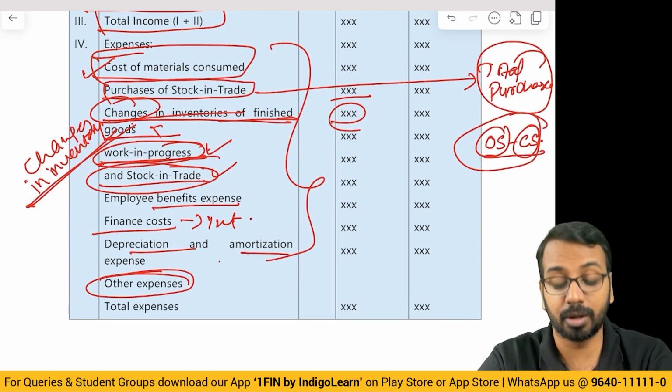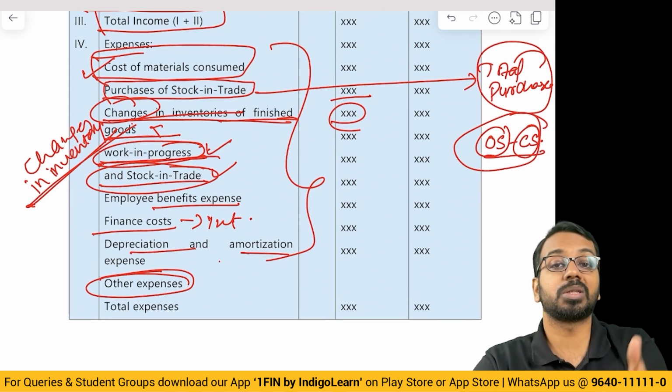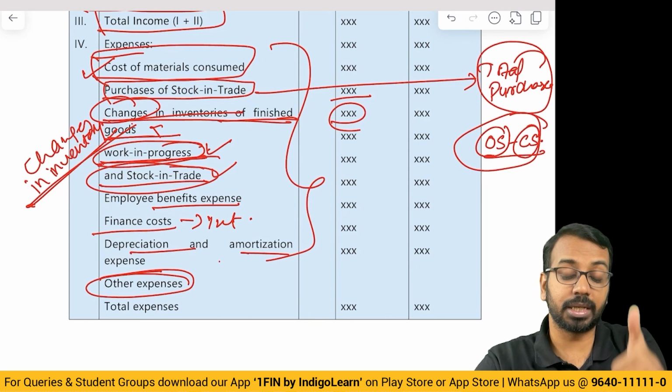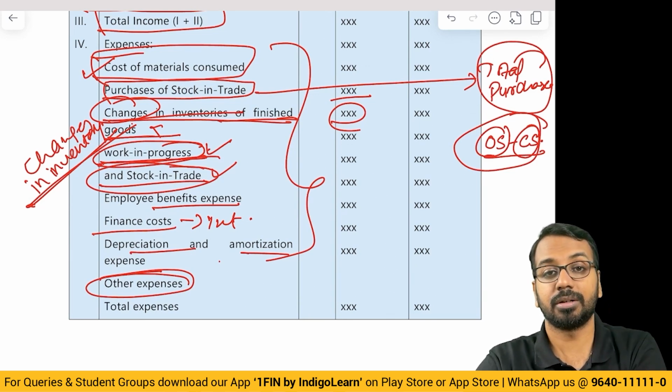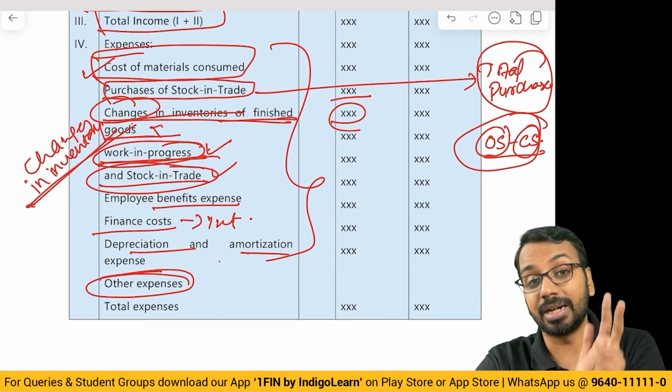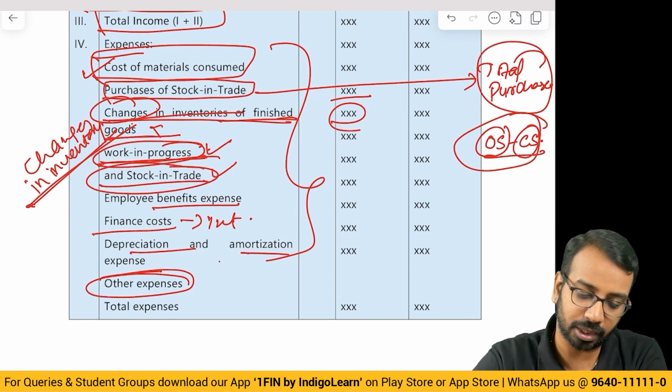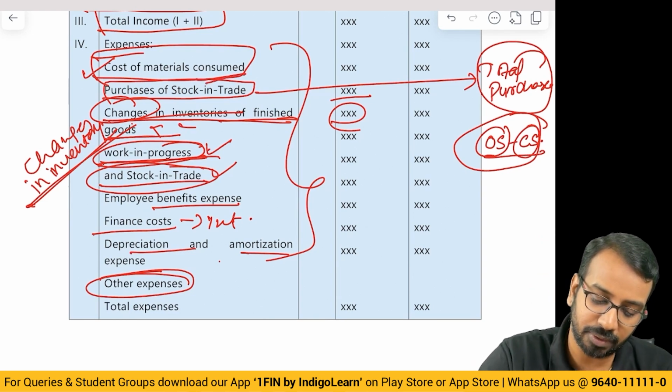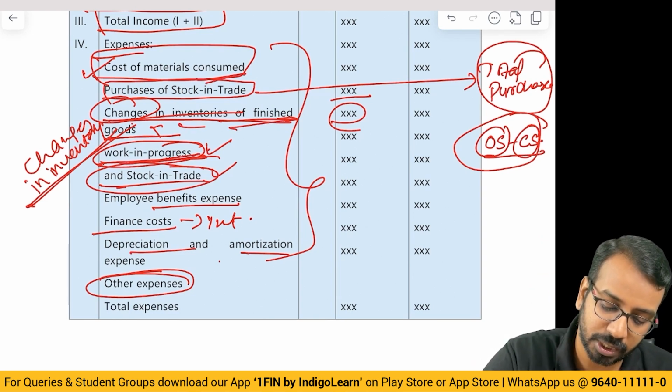So what should we remember? We should remember what the cost heads are. Cost of material consumed, purchase of stock in trade, changes in inventory of raw material. Raw material is not required because it's already here. So changes in inventories of work in progress, finished goods and stock in trade.